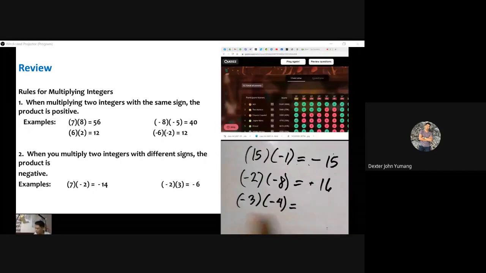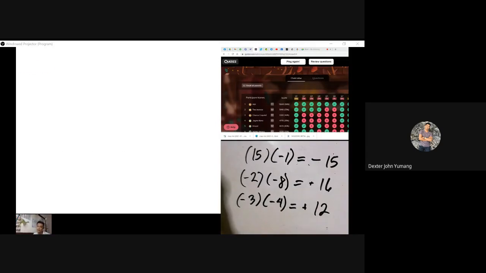Pareho sila, negative. So therefore, automatic magiging positive ang sagot. 3 times 4 is 12. So yan po ang sagot. Positive 12 or 12 automatic. Okay, very good. Let's proceed now to division.